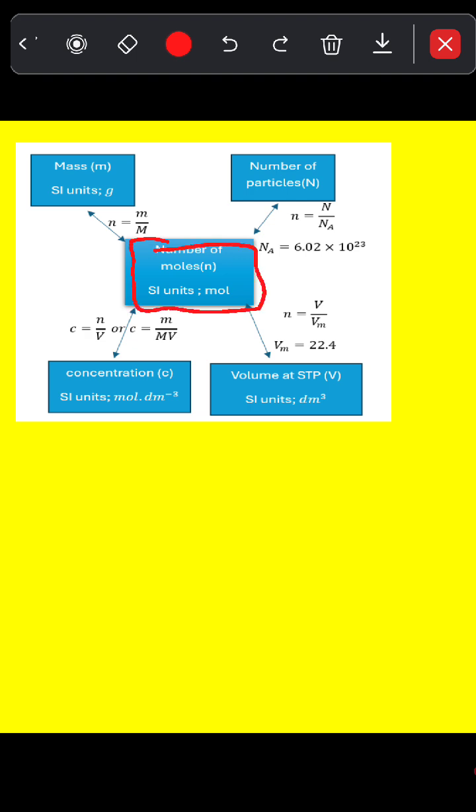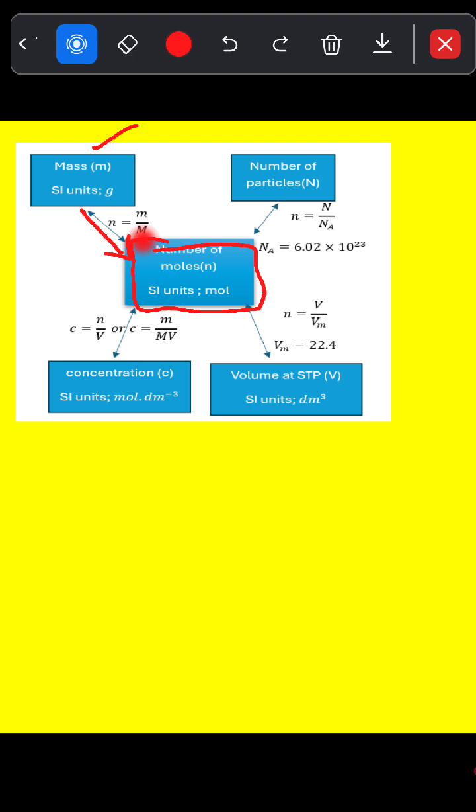Very important. So, if I give you information about mass, you must be able to change that information into number of moles. The relationship between mass and number of moles is given by this formula here, which says number of moles is equal to mass over molar mass.